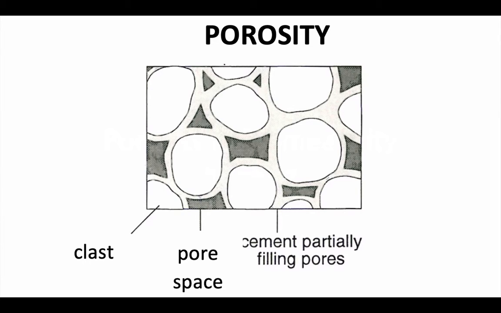Porosity is the amount of empty or void space within a rock. It can be found in different types of rock, but in particular, it's a feature of clastic sedimentary rocks. In the porosity diagram, you can feel the clasts that make up this rock.